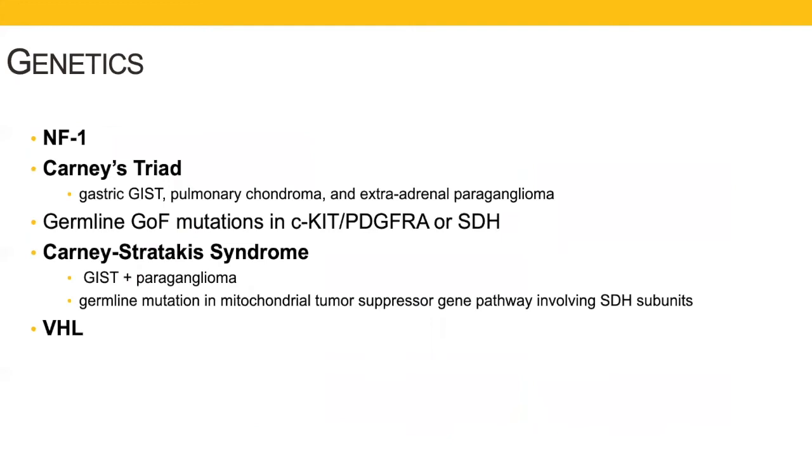Okay, and then I kind of alluded to this already, but there's additional genetic studies that you can obtain. Oftentimes GIST is associated with neurofibromatosis 1. And then there's these two diseases I'd never heard of before, Carney's triad or Carney-Stratakis syndrome, in which you commonly see GISTs and paragangliomas. Carney's triad has the addition of pulmonary chondromas as well, and these are pretty rare. Less commonly, you can also see these in von Hippel-Lindau syndrome.